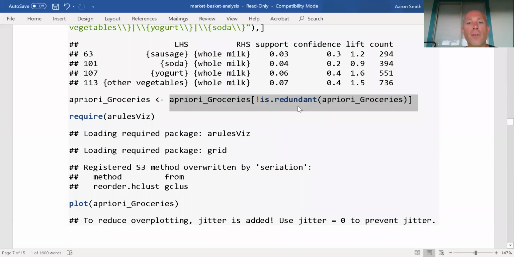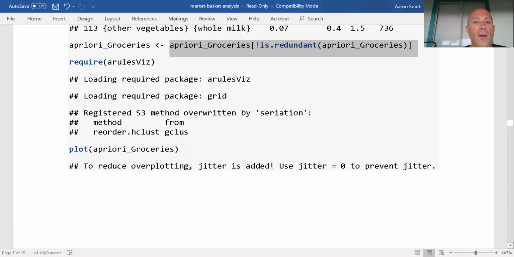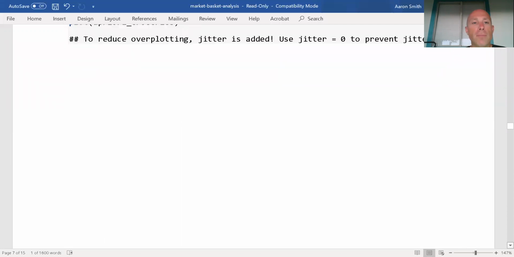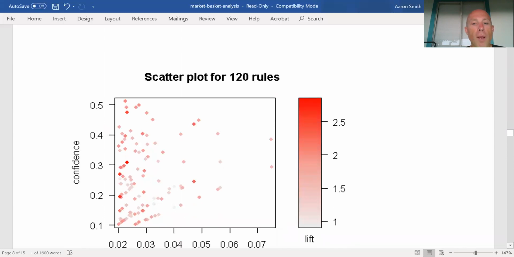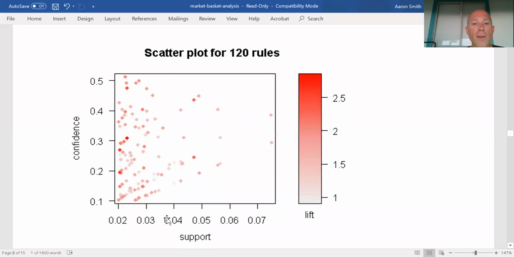The isRedundant function gives a logical vector. Now the A rules visualizes the output from the A rules package. Go figure. I know you're surprised. All right, so one thing I can do is just go ahead and plot the a priori output. And it plots all 120 rules for us. And by default, the x-axis is support, confidence is the y-axis, and lift is the color.